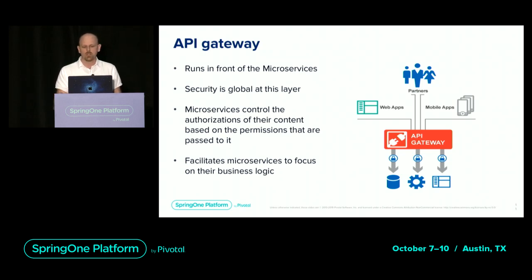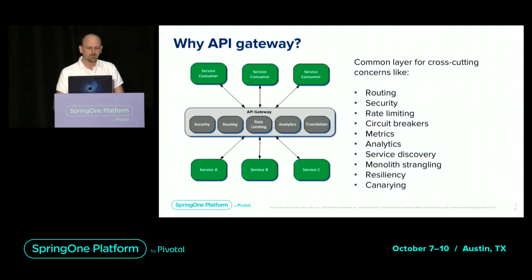But then the microservices themselves can control the authorization of their content based on permissions that are passed to them. We're going to talk a little bit about identity propagation. And then those microservices can hopefully just focus on their core business logic, and some of the security can be handled without them doing it.